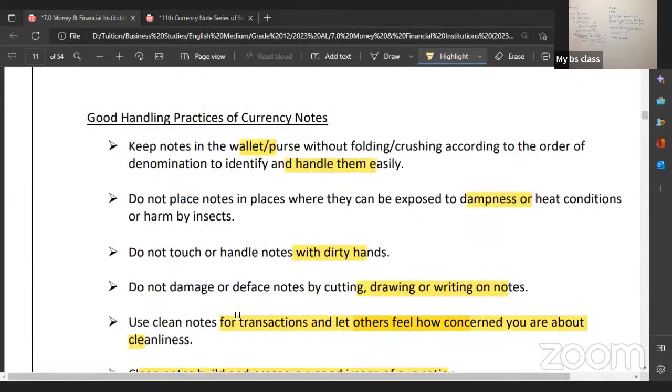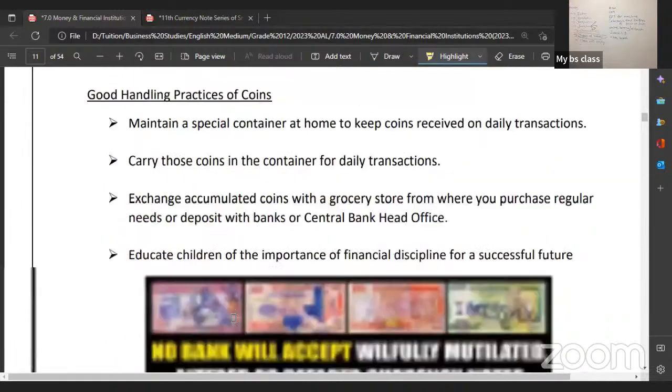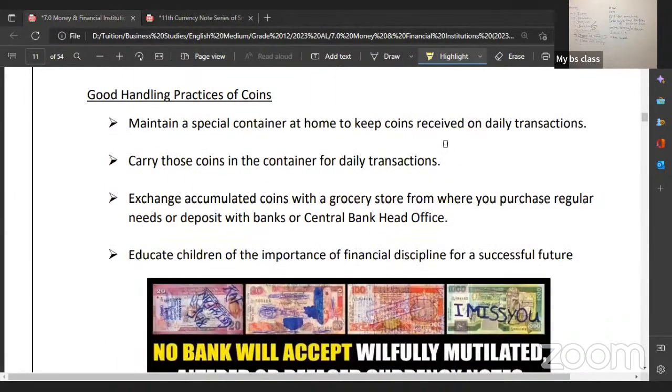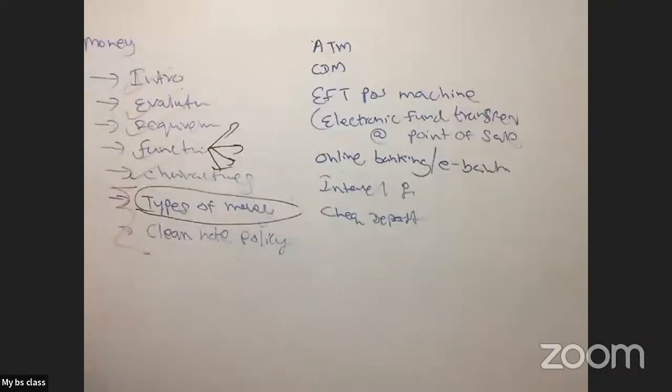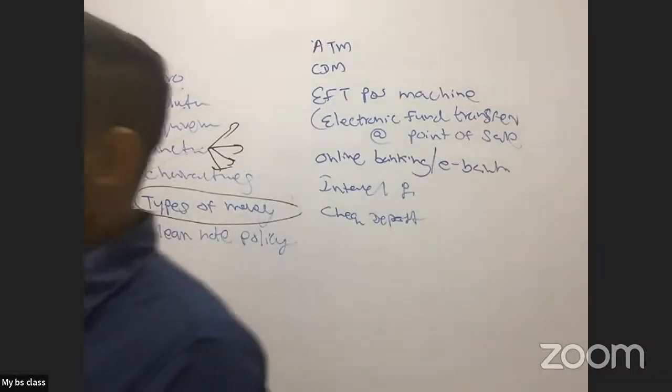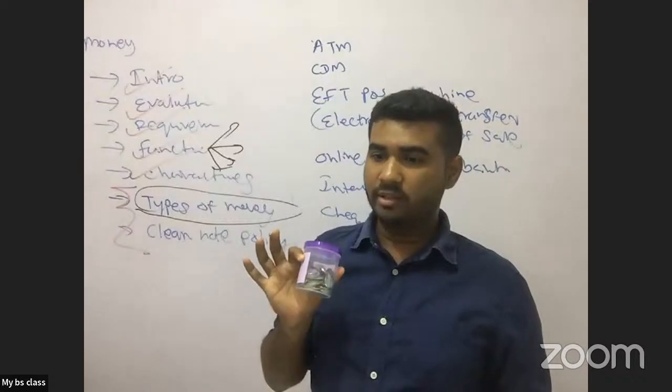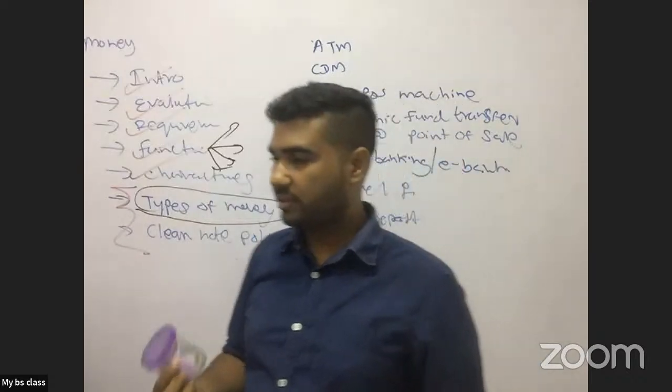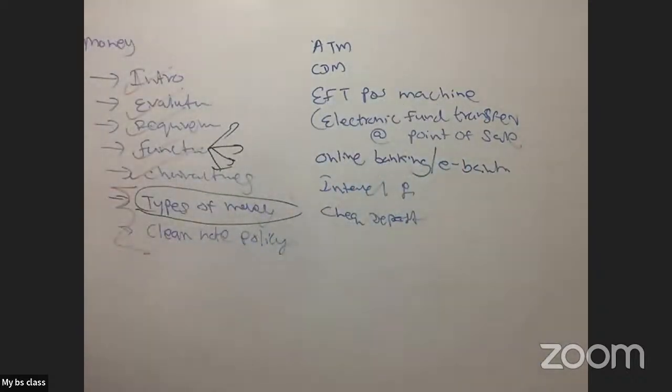So this is about the notes. Why don't we think about the coins? For coins, we can also follow some practices. Maintain a special container at home to keep coins received in daily transactions. I do have such a thing; I use a small kind of container, right? So that's a good handling practice that you can follow.